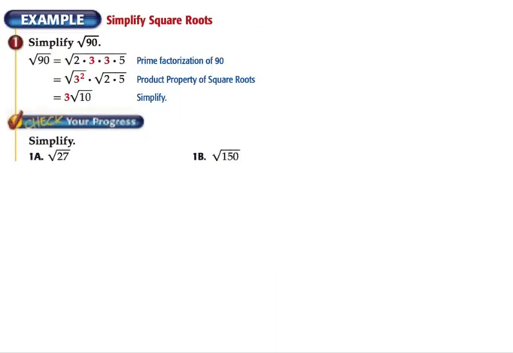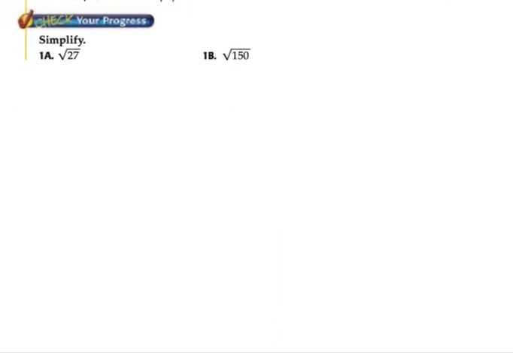Okay, first example. I'm going to demonstrate these with 2 methods. Method 1, that many students tend to like better, is to do the factor tree on these. 27 goes into 3 and 9. 3 is prime. 9 can go into a couple of 3's. So the square root of 27 is the square root of 3 times 3 times 3.